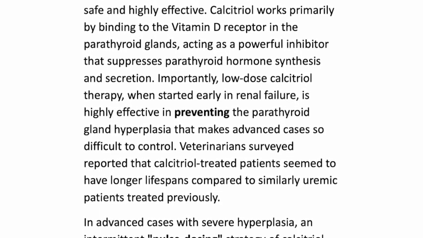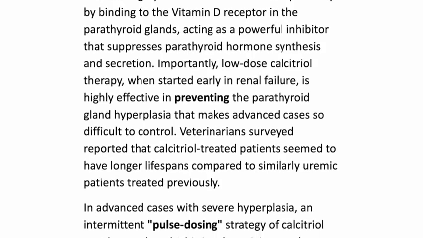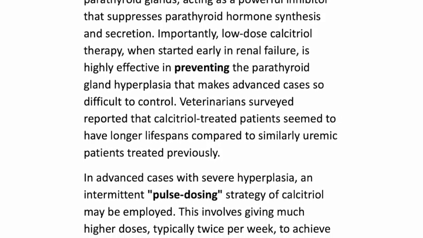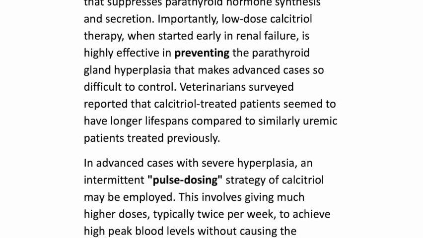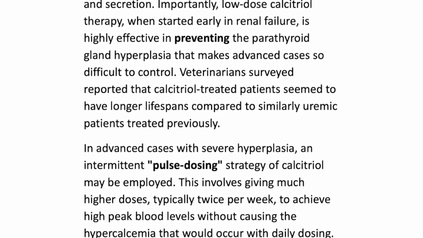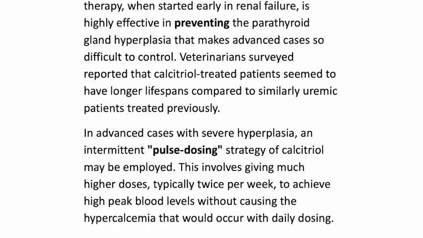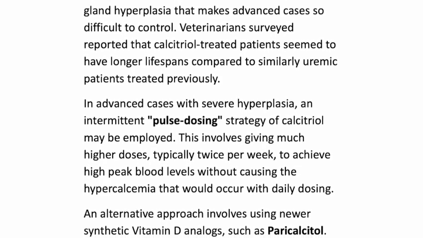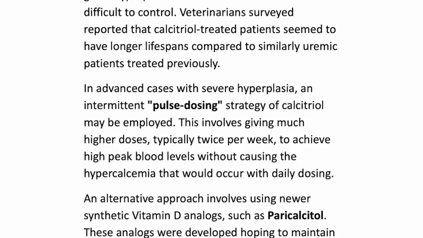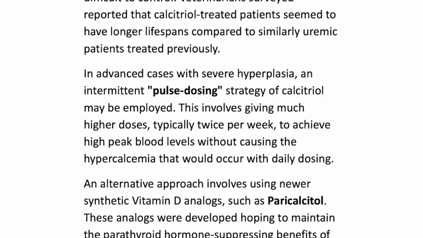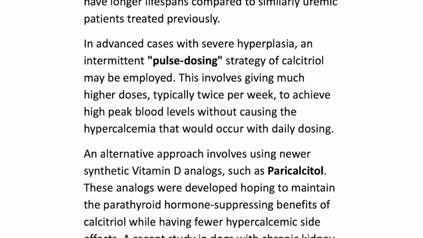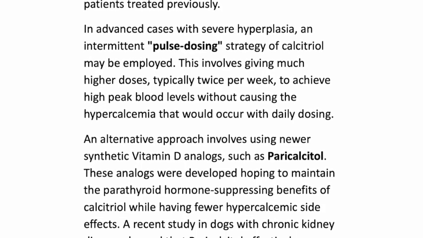In advanced cases with severe hyperplasia, an intermittent, pulse dosing strategy of calcitriol may be employed. This involves giving much higher doses, typically twice per week, to achieve high peak blood levels without causing the hypercalcemia that would occur with daily dosing. An alternative approach involves using newer synthetic vitamin D analogs, such as Paricalcitol. These analogs were developed hoping to maintain the parathyroid hormone-suppressing benefits of calcitriol while having fewer hypercalcemic side effects.